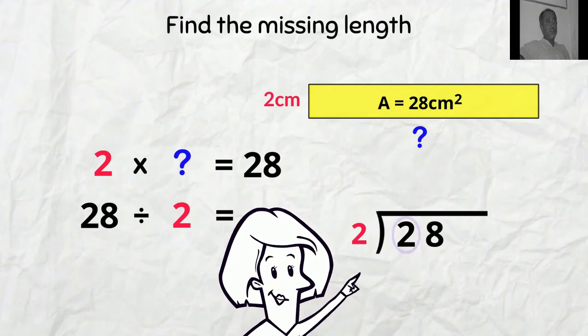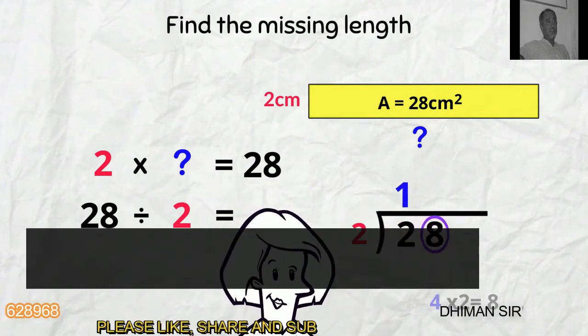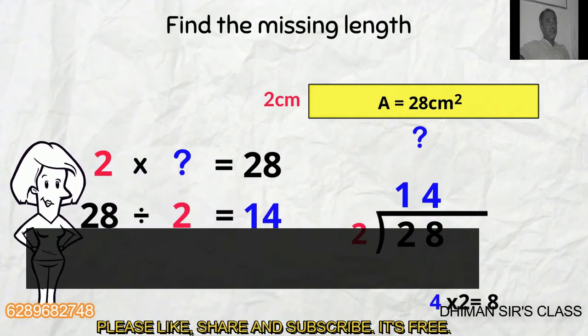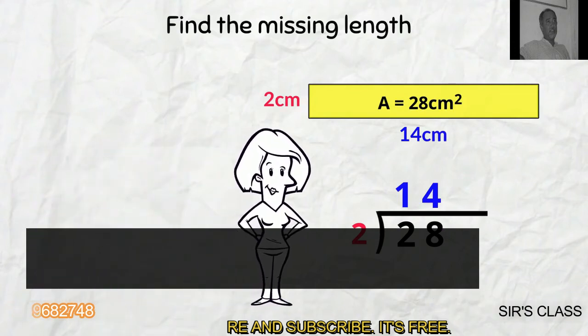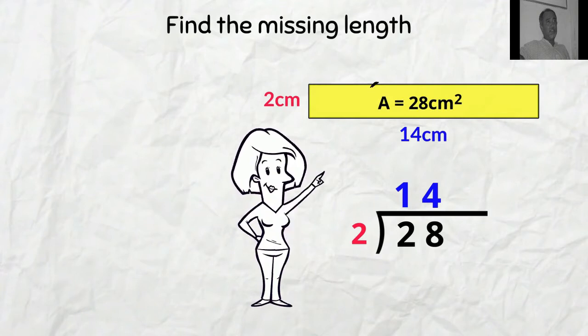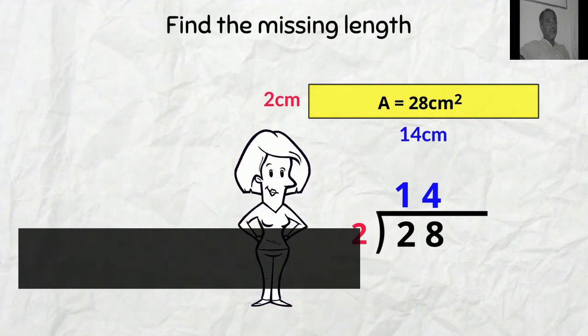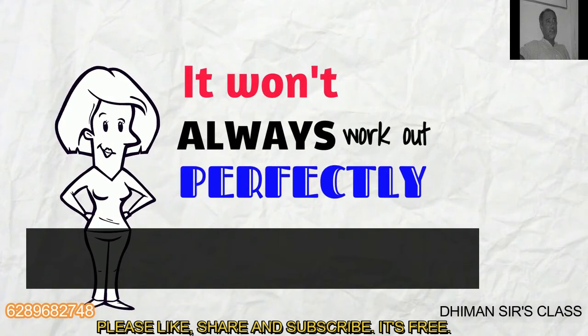How many 2's in 2? 1. And how many 2's in 8? 4 2's are 8. 14 then. So this side is 14 centimeters in length. That wasn't too tricky. Yes, the area value was outside our 2 times table knowledge, but it worked out perfectly with no remainder. But you've guessed it, it won't always work out perfectly.